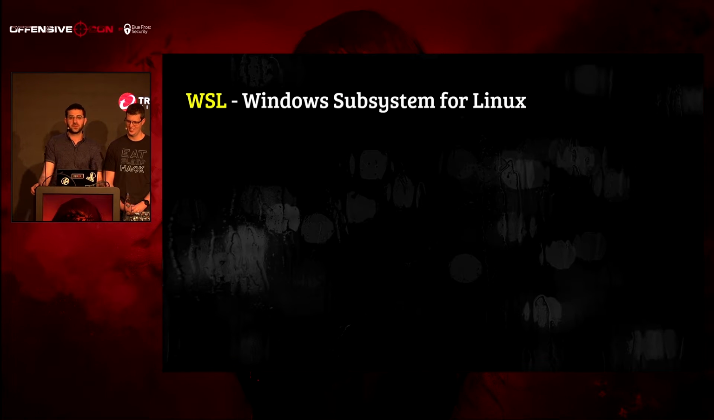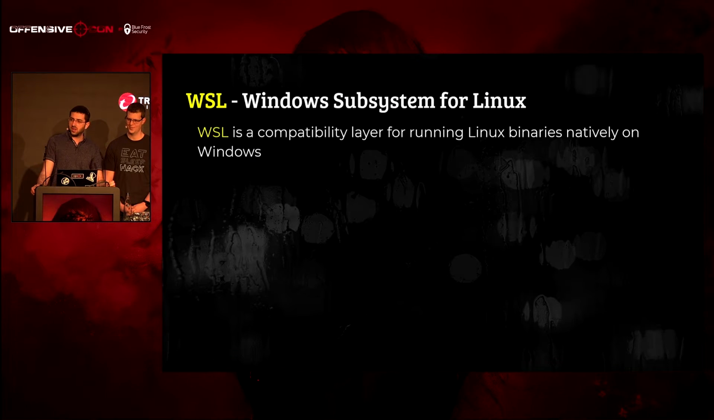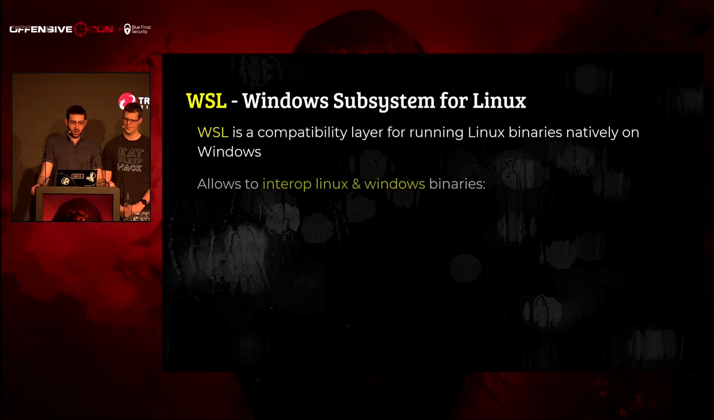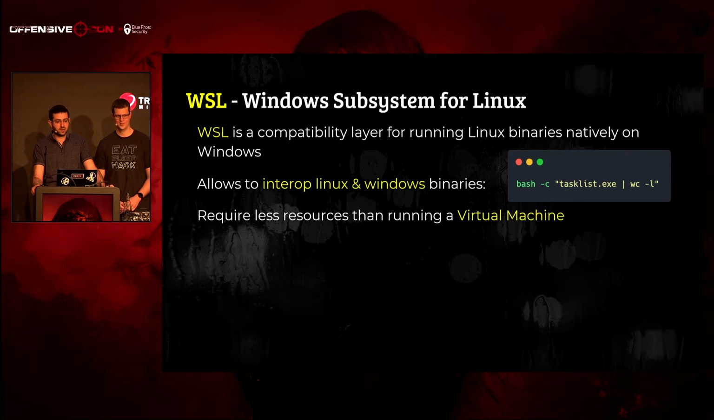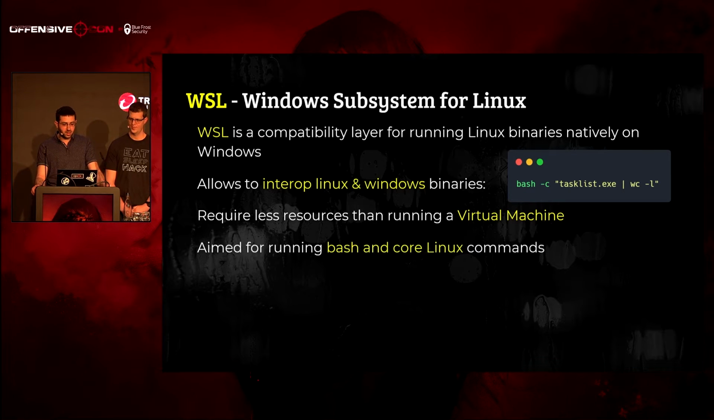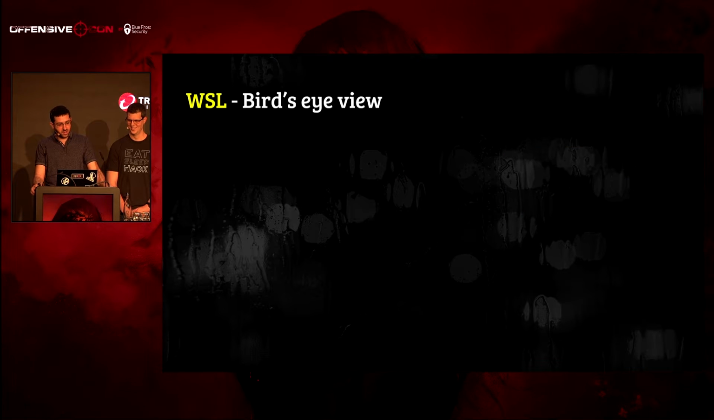What is WSL? WSL is a compatibility layer for running Linux binaries natively on Windows. It translates between the Linux syscalls and Windows system calls. It allows interoperability between Linux and Windows binaries. For example, we can run tasklist from bash and count the number of lines. It requires fewer resources than running a full virtual machine. And finally, it was designed to bring developers back to Windows, to run bash and call Linux commands.